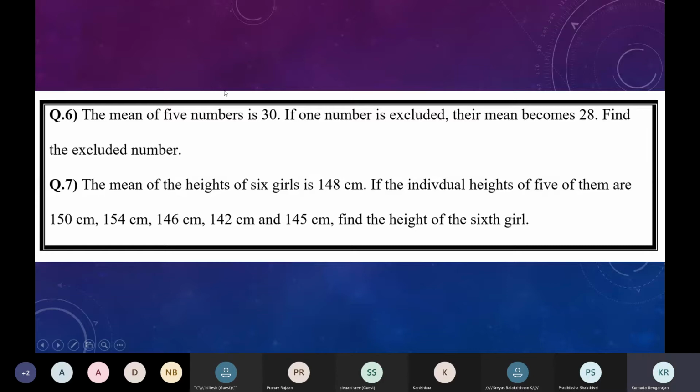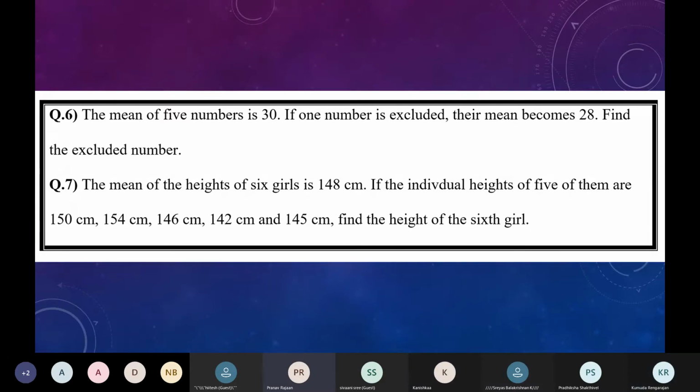Okay, now tell me, what is this 5? Is 5 the mean? Is 5 the sum of all observations? Or is 5 the number of observations? Number of observations. Number of observations is 5. If the mean of 5 numbers is 30, what is 30? The mean, ma'am.